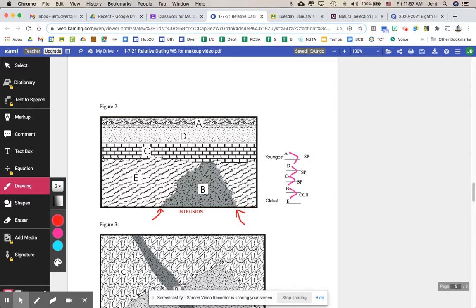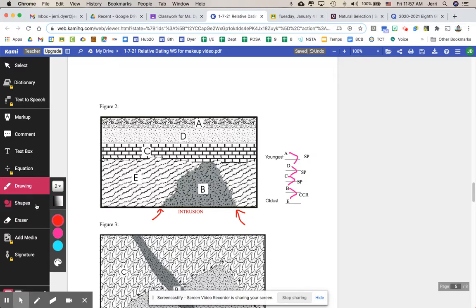Okay, and so we can see that here's our zone of contact metamorphism, and here's another. So we know that E was likely in place first, and then B occurred later. So this is the intrusion into E that existed.